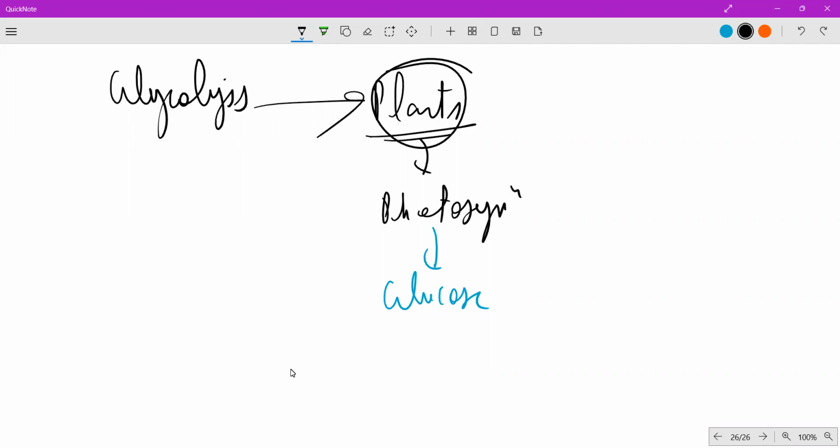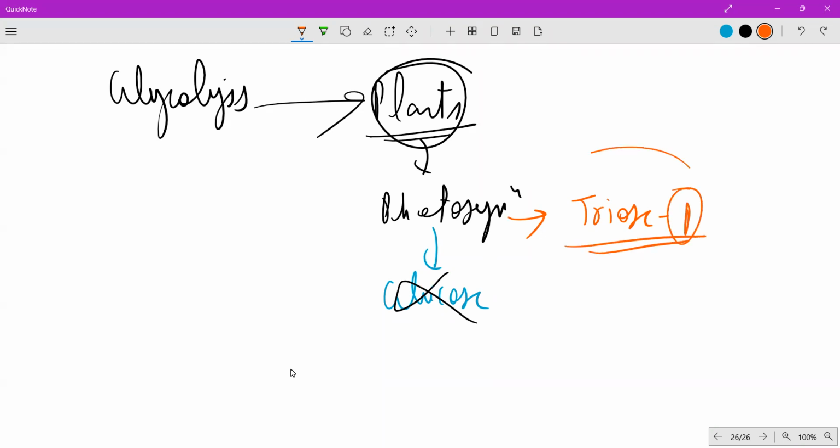Sucrose or starch. I'm talking about oxygen. We know it is the end product of photosynthesis, but we are not concerned with the oxygen. We are concerned with this energy rich molecule. This is not glucose. In fact, you'll be surprised to know that the end product of photosynthesis is never a hexose sugar. It's a triose phosphate.